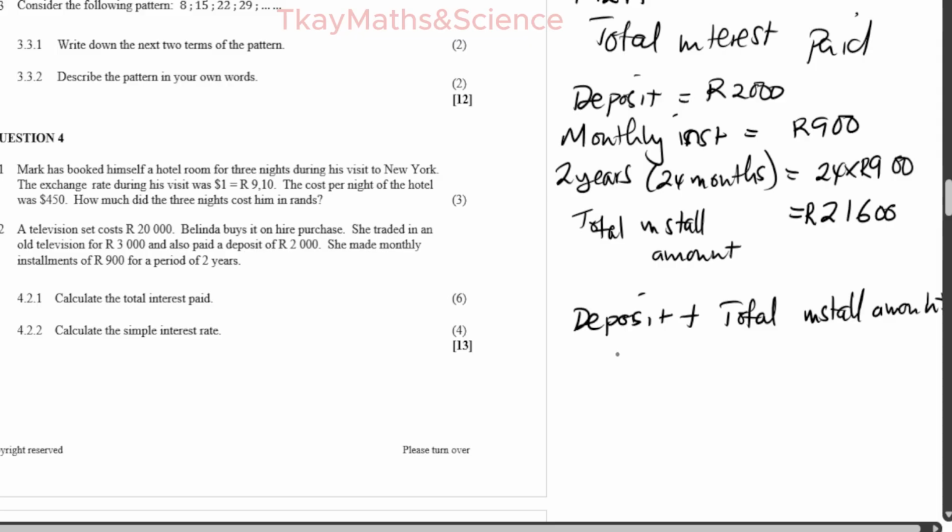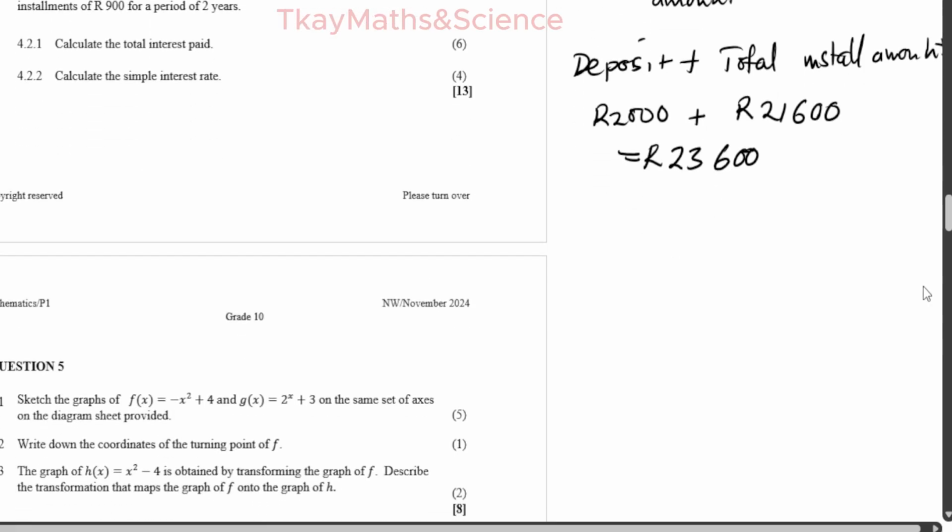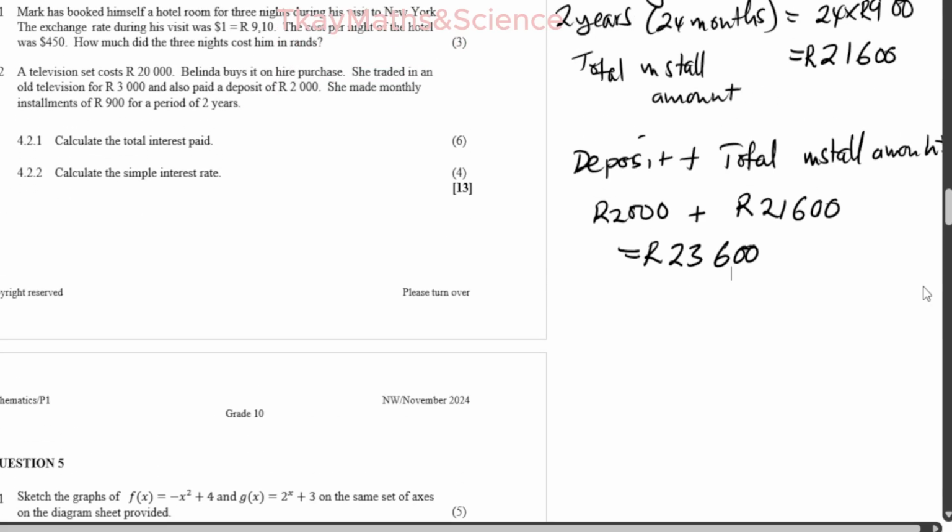So if we add these together, we're gonna have what? We paid a deposit of 2,000 plus the total installment amount, which is 21,600, right? So the whole amount we paid due to hire purchase is gonna be 23,600. All right. So let me just go down. It's gonna be 23,600, right?